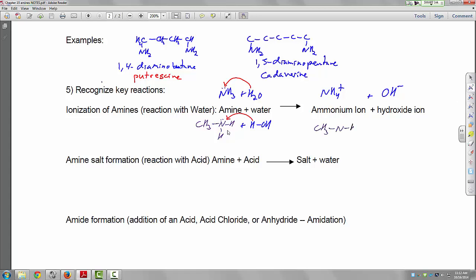And when nitrogen forms 4 bonds, it's got 4 bonds, there's going to be a plus charge on that nitrogen. What's left of water is a hydroxide ion. These are weak bases, so it's actually an equilibrium. There's a Kb that governs this equilibrium constant.